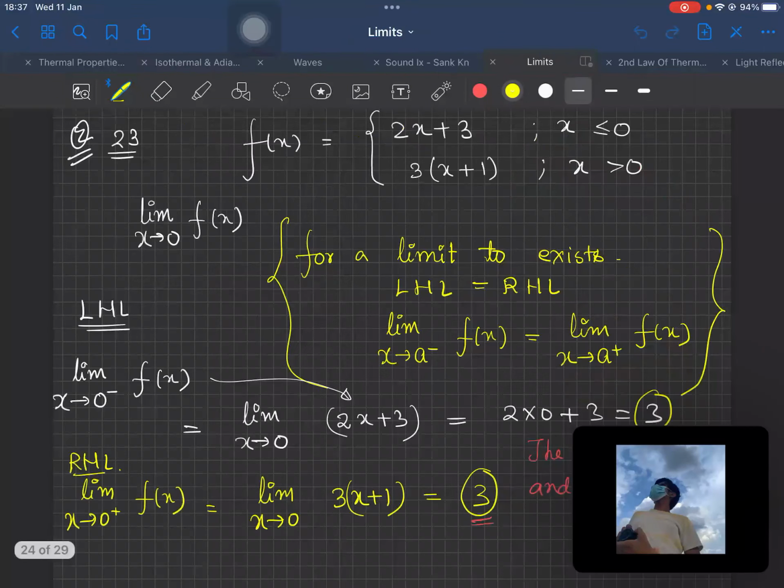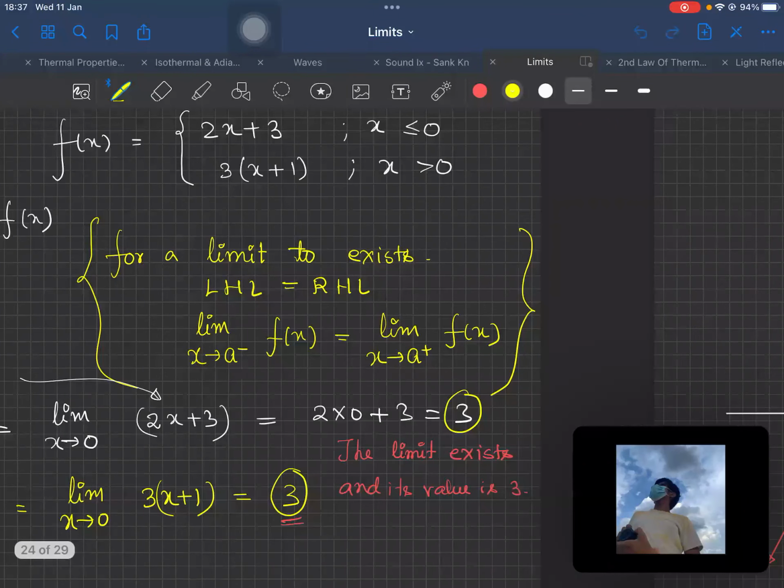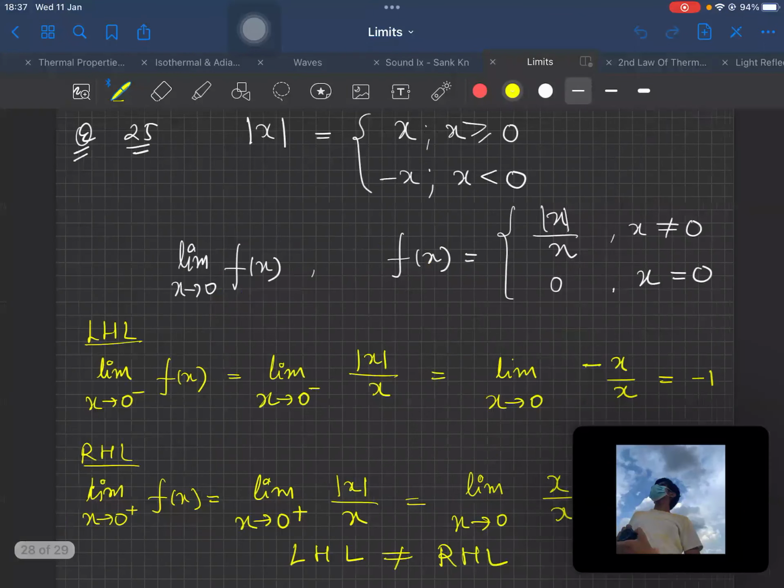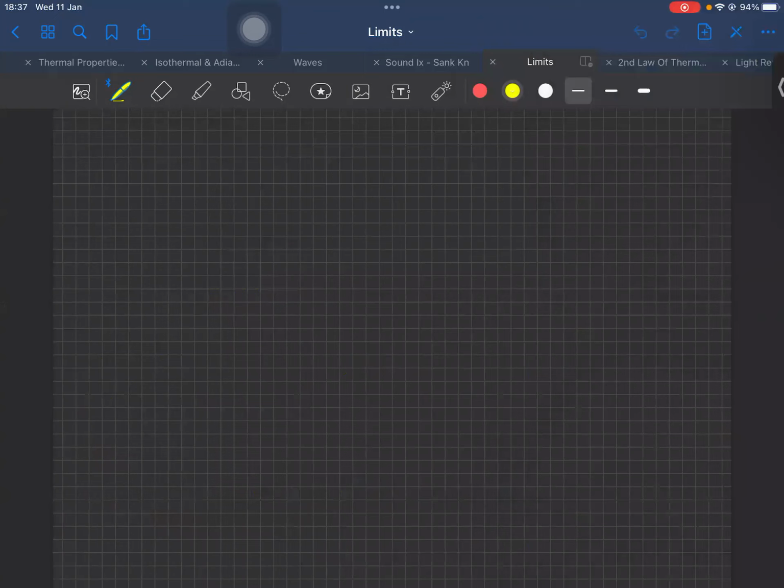Limits. Okay, so left hand limit, right hand limit. If both are equal, then the limit exists. If both are not equal, then the limit does not exist. Okay. So yesterday I was discussing that let's solve one of the problems.